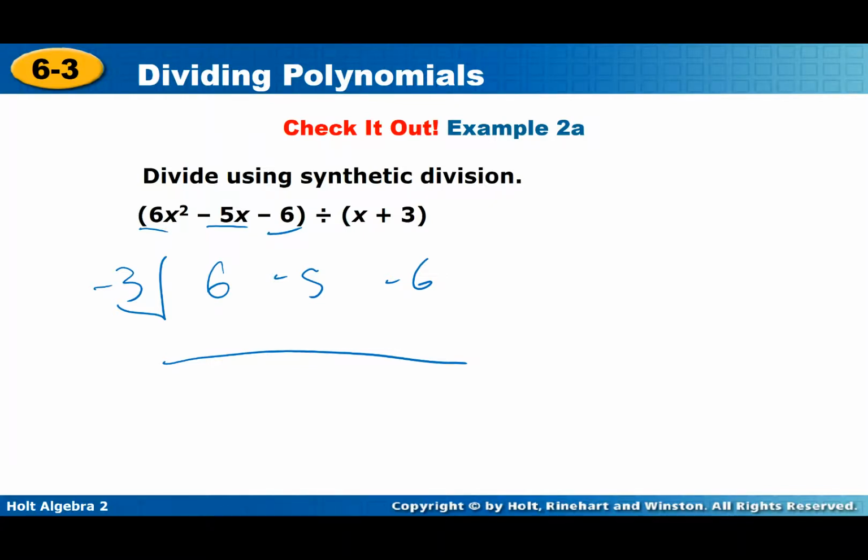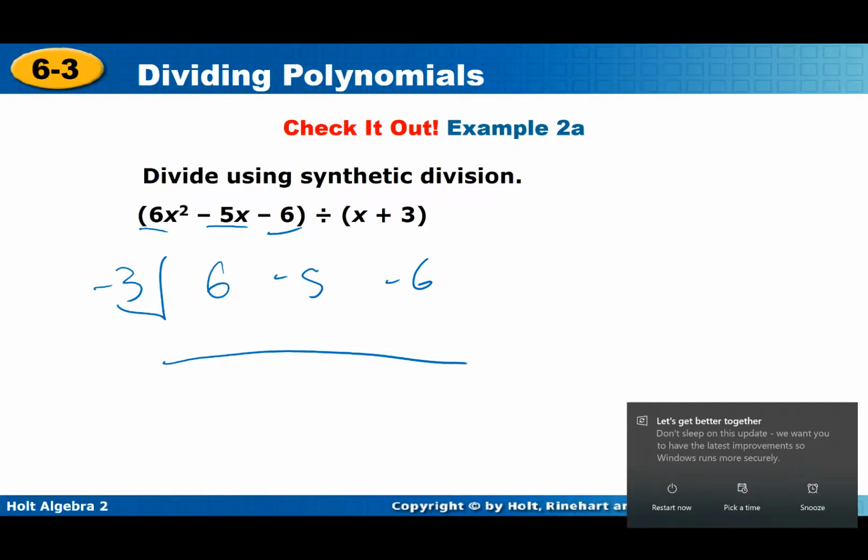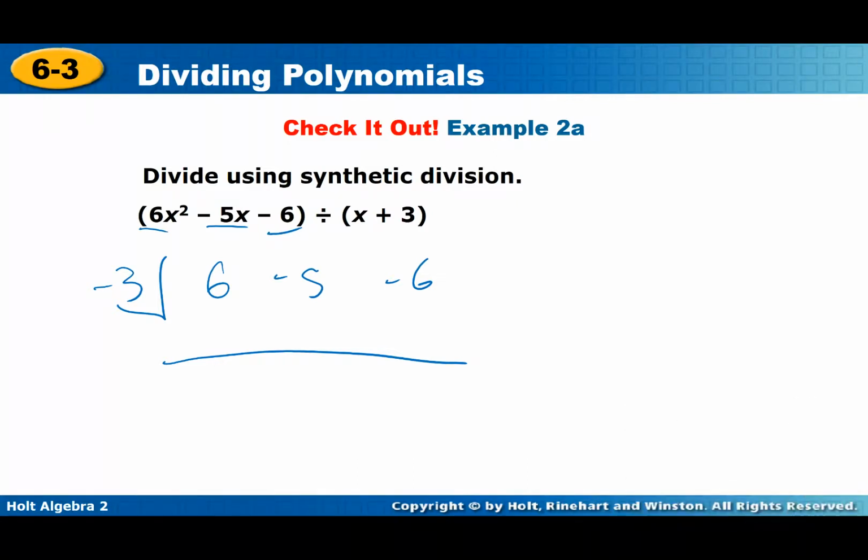I've set it up. First step, I always bring the first term down every time. That's never going to change. So just bring that 6 down. All right, now let's multiply. 6 times -3, it's going to be -18. So we're going to put that -18 there, and then we're going to add those terms. -5 minus 18 is -23.